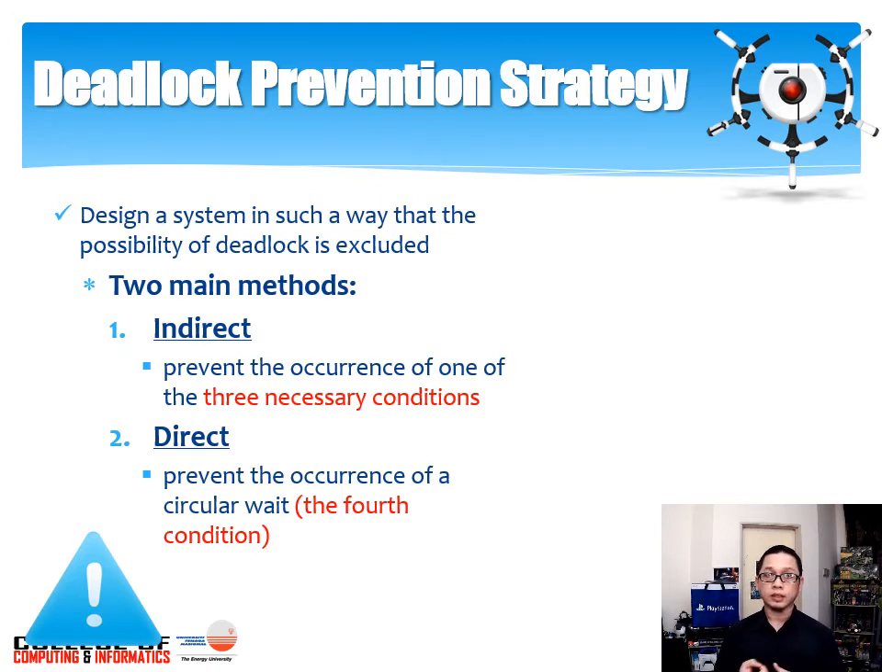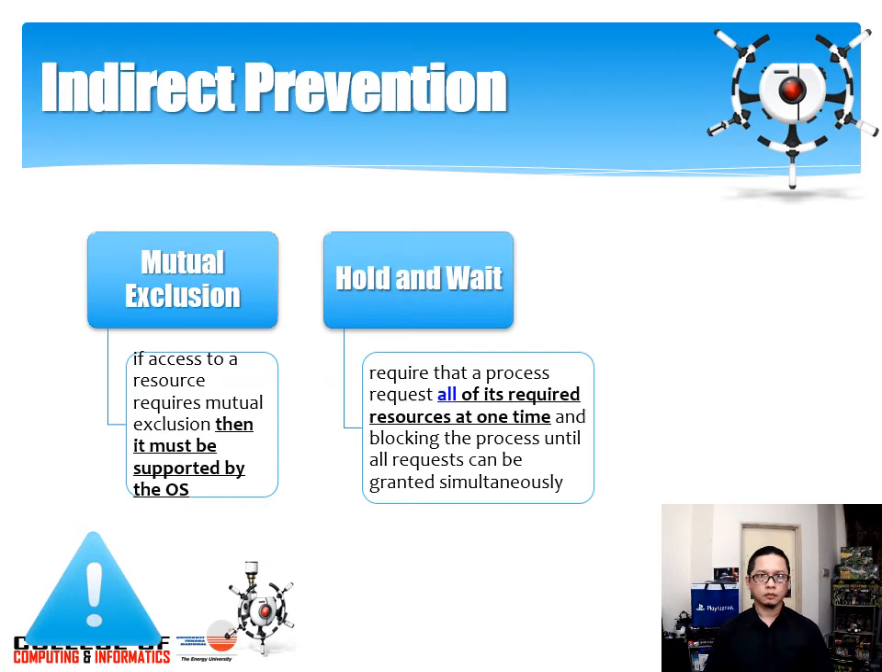Remember, you have mutual exclusion, we have no preemption, and we have the hold and wait condition. So you have to figure out a way to prevent those three conditions in order to use the indirect approach. And then the direct approach is to prevent the fourth condition, which is to disable the circular wait or to prevent the circular wait from happening. So first, we look at the indirect approach. How do you actually prevent mutual exclusion and hold and wait first?